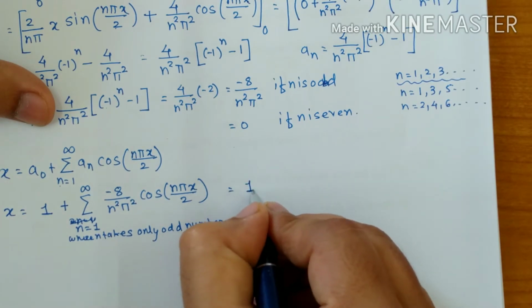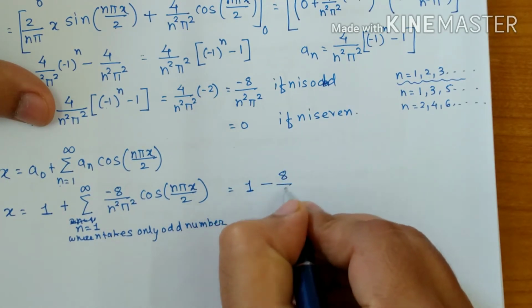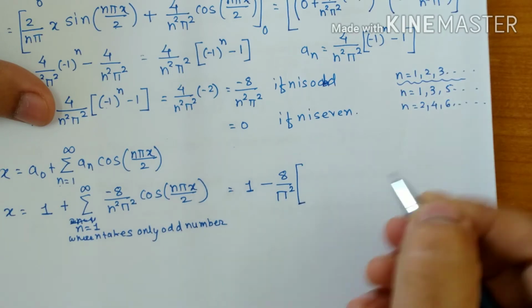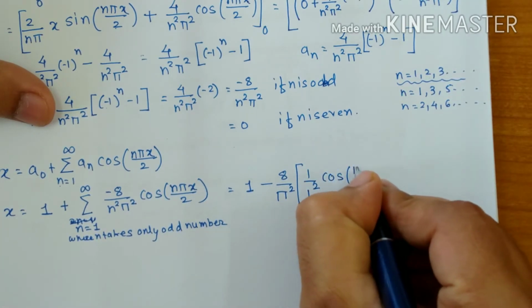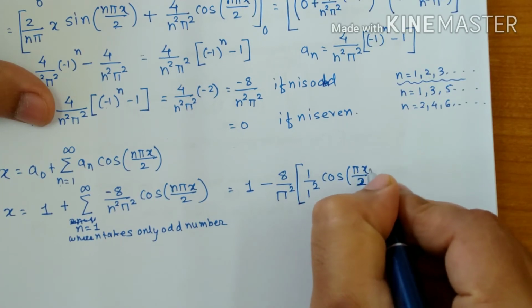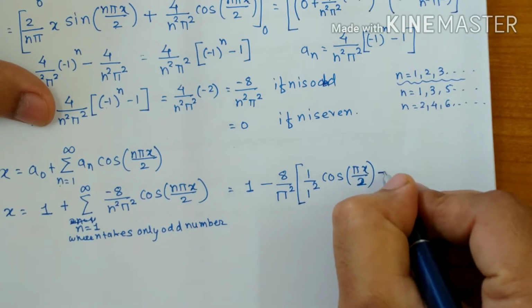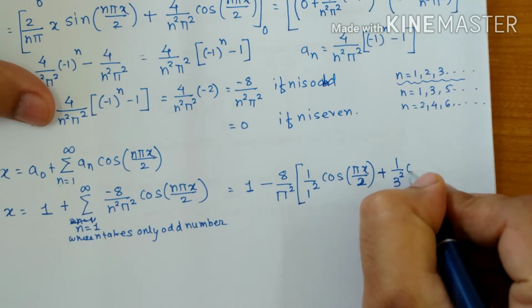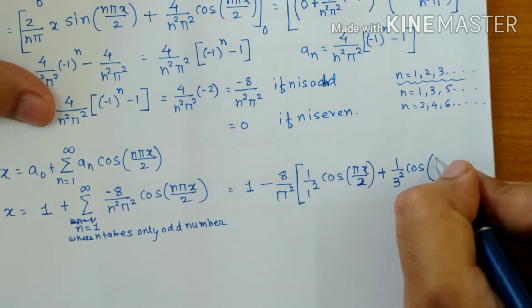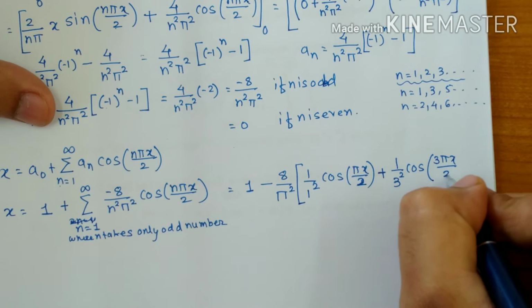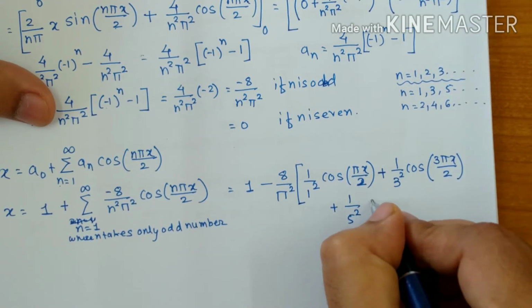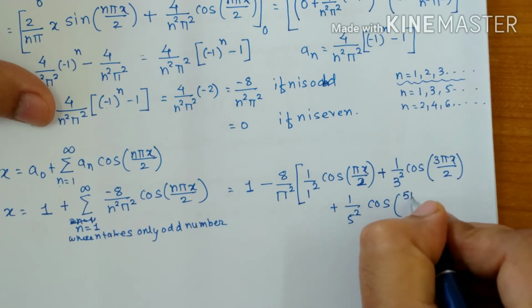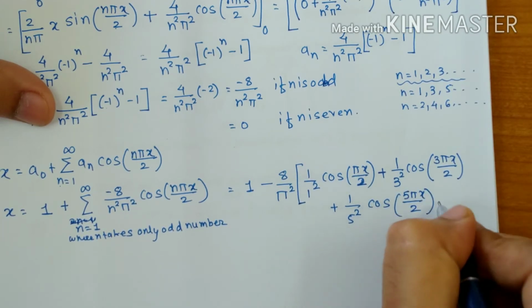Hence, we can write this as 1, this minus 8 upon pi square outside, inside of the bracket 1 upon 1 square into cos pi x upon 2 plus 1 upon 3 square into cos 3 pi x upon 2 plus 1 upon 5 square into cos 5 pi x upon 2 plus and so on.